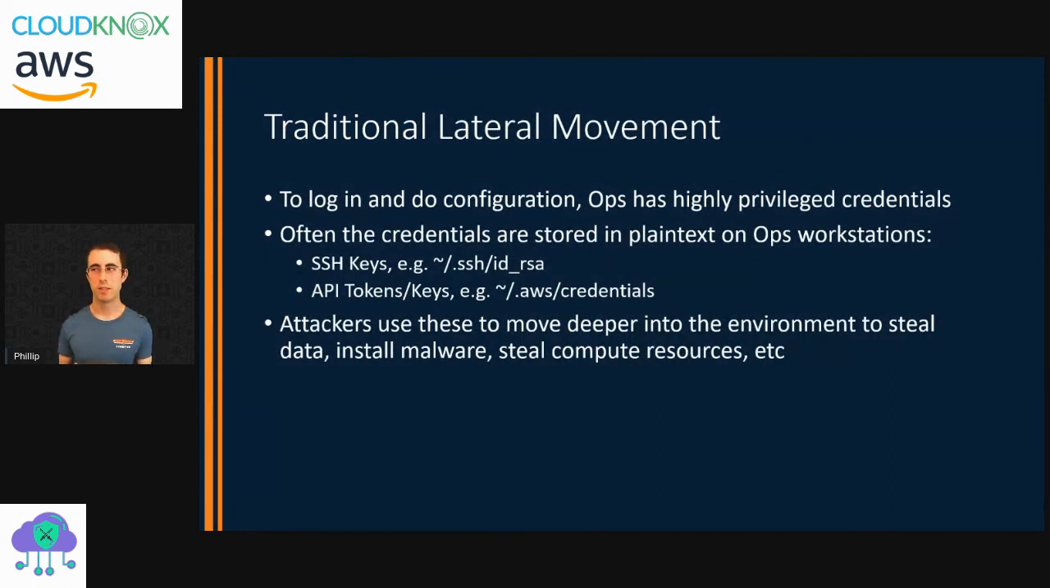Traditional lateral movement takes advantage of that fact. Because you've got people logging in to the server manually, they have highly privileged credentials. And very often, those credentials are stored in plain text on their employee workstations. Exactly what we were talking about compromising earlier. That might take the form of SSH keys. It might take the form of API tokens or keys. And especially relevant for the Cloud Village, that's the way AWS stores local credentials: a plain text file in that path on the screen.